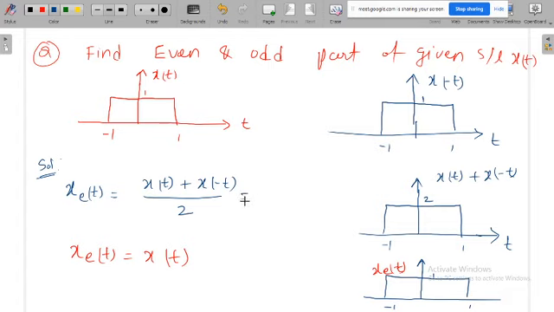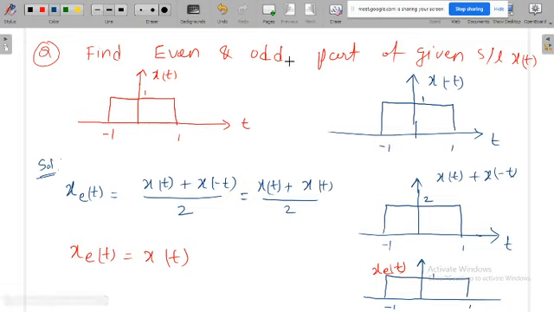We know one thing: when the given signal is an even signal, instead of x of minus t we can write x of t itself. So x of t plus x of t divided by 2 will provide x of t only. Now if you try to extract the odd part of this signal, given that it is an even signal, you will not get anything. You will get 0, because an even signal consists of only an even part.